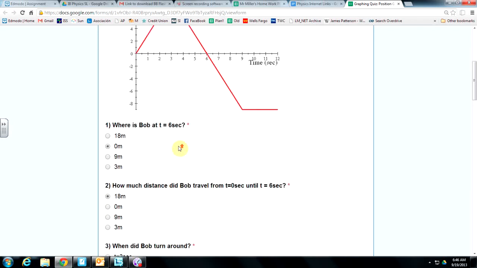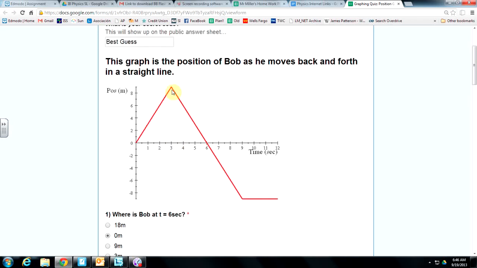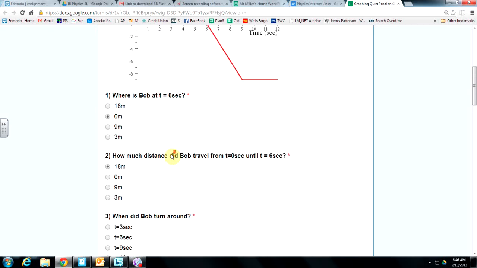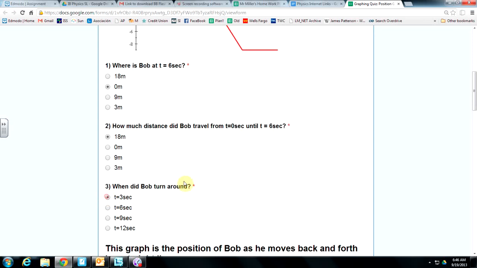When did Bob turn around? It looks like he turned around at 3 seconds. Here he's moving in a positive direction, moving away to 9 meters. At this point at 3 seconds, he turns around and starts coming back towards the origin. So it looks like he turns around at 3 seconds.